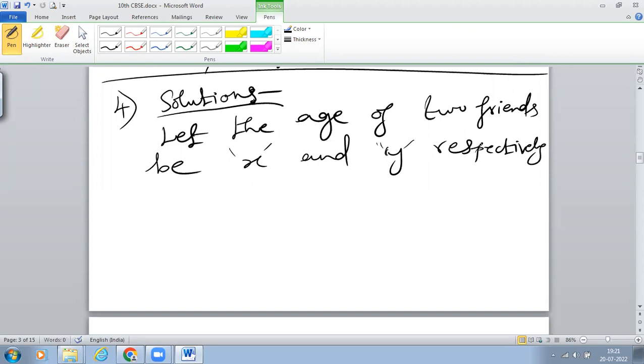According to the question, the sum of the ages of two friends is given as 20, which means X plus Y is equal to 20. Is it correct? Age of the first friend is X, age of the second friend is Y. So X plus Y is equal to 20 because it is given in the question.